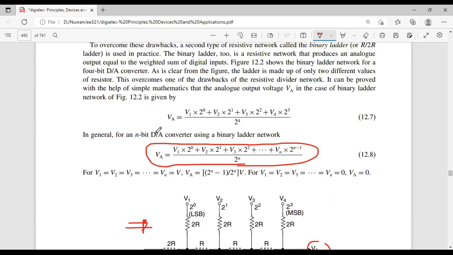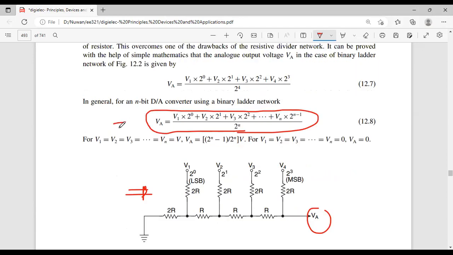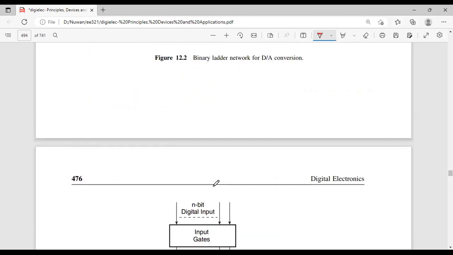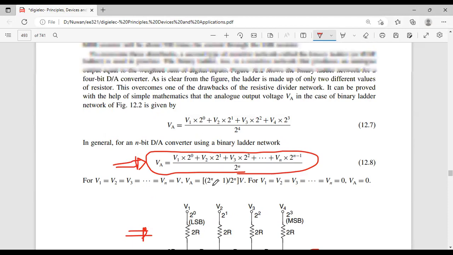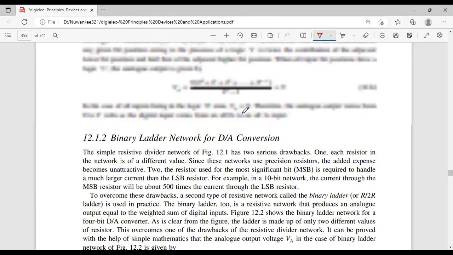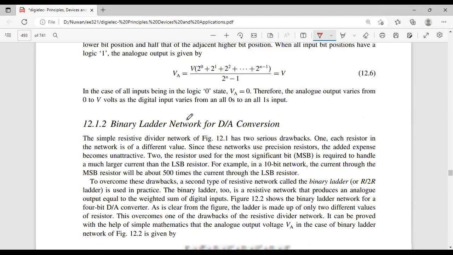Sometimes you may be asked to derive this expression. I'm not going to do the derivation, so try to derive this yourself. Actually, the derivation is not here. I think I have done the derivation for this one and this one, as I can remember. So you can use the same procedure.